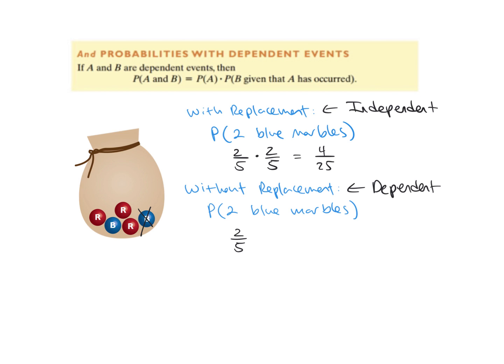Well, now there's only one blue marble left, and there are only 4 total marbles left. So my number of blues went down by 1, and the total number of marbles went down by 1. My sample space changed. So my second event depended on what happened in my first event. And multiplying these fractions, we get 2 out of 20, which is 1/10. So the probability is different.